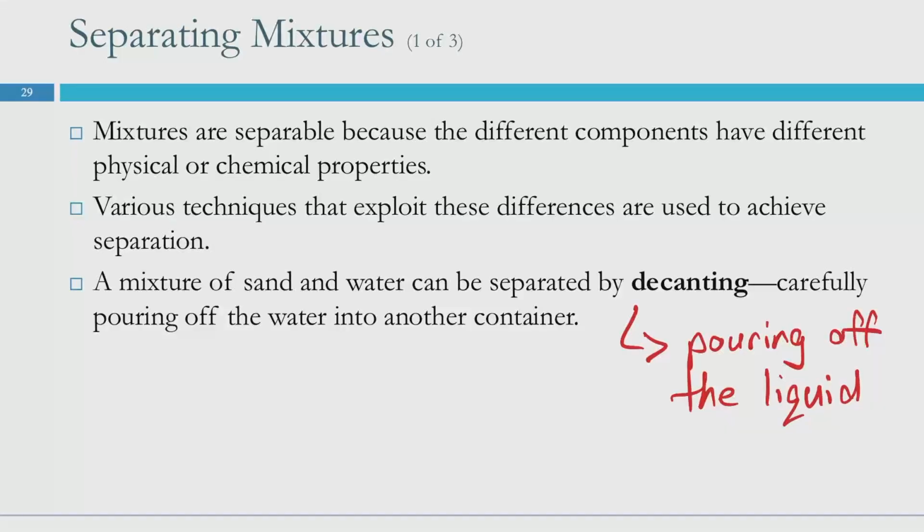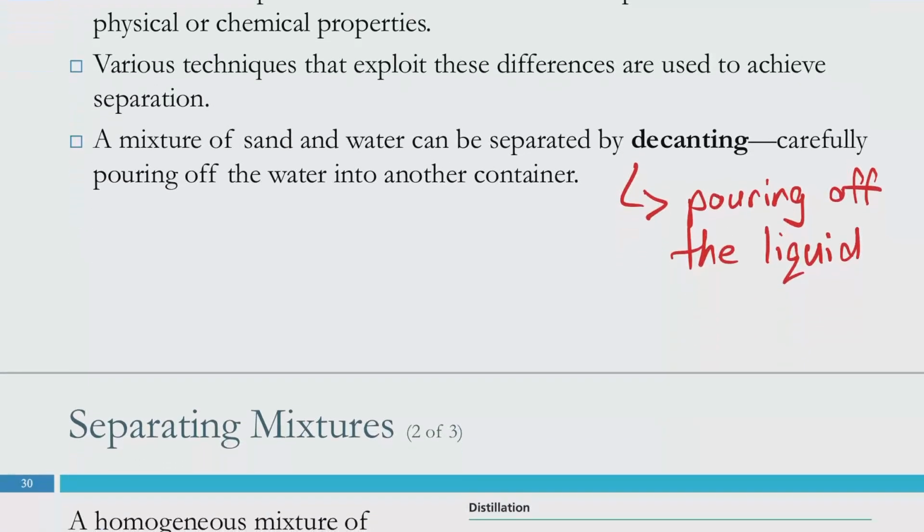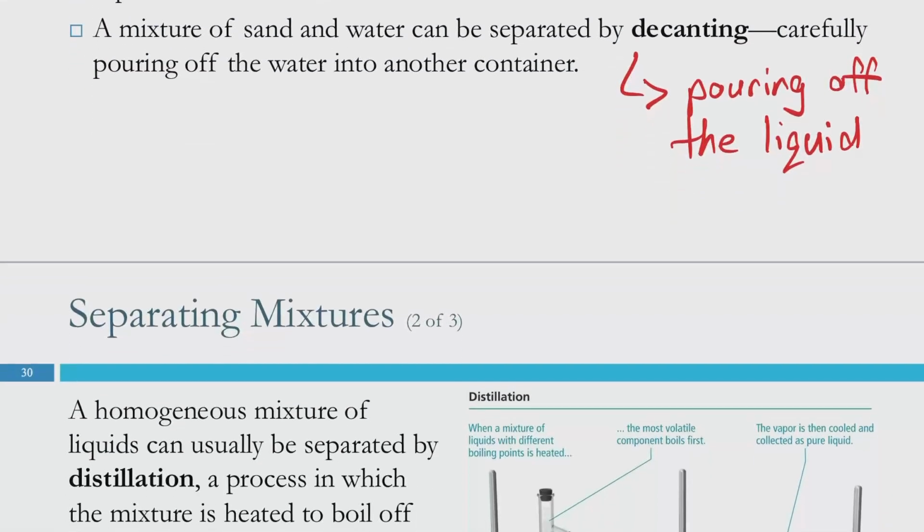This is also hopefully what you're doing if you wash your rice before you cook it. You're decanting, you're pouring off all the water, and hopefully you're getting some of the light solids out and keeping your rice behind. If you're not washing your rice, you might be doing something wrong.